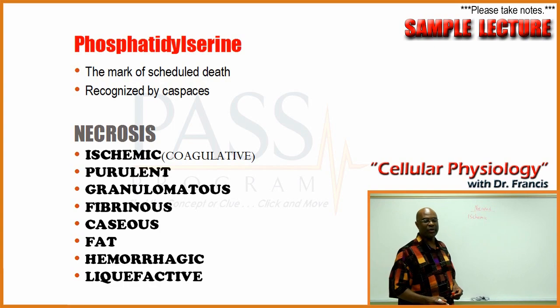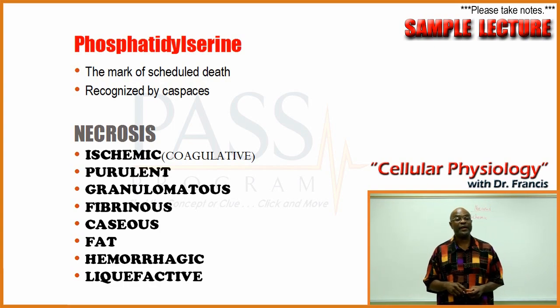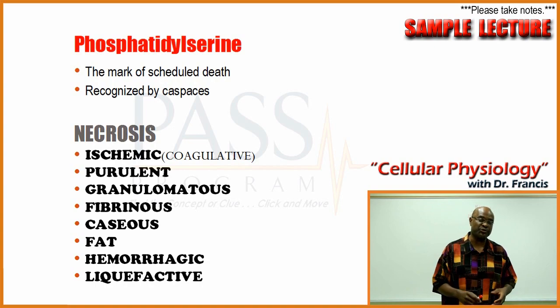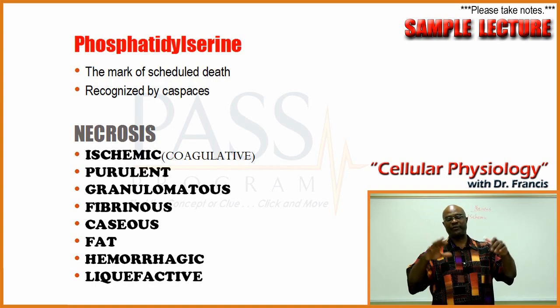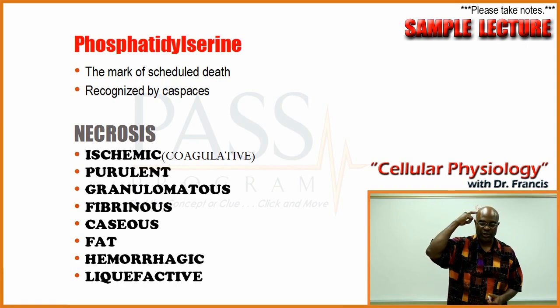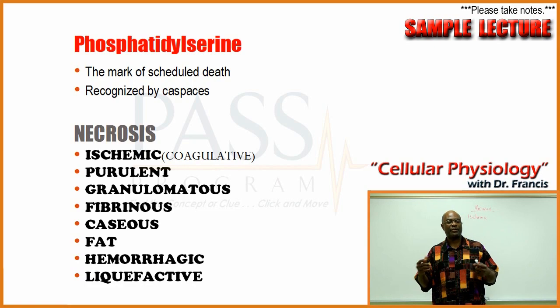So ischemic or coagulative necrosis is the most common type of necrosis. It is also the most favorable type of necrosis. Why? Because even though some tissues died, the architecture of the organ is still maintained. Let me give you an example. If you have a stroke and I ask you what's the most common type of stroke, you say an ischemic stroke. And I say, well, does it have a good prognosis or not? You say, well, it has a good prognosis.